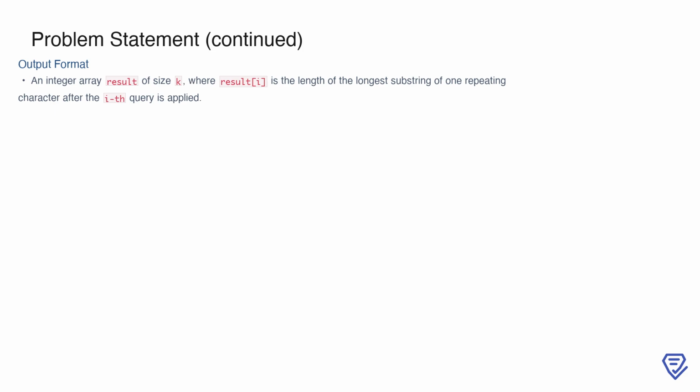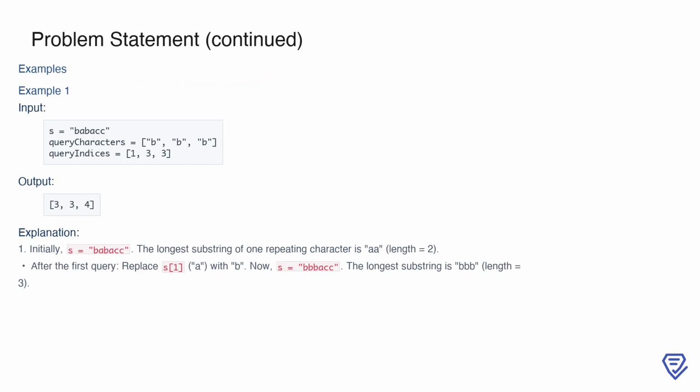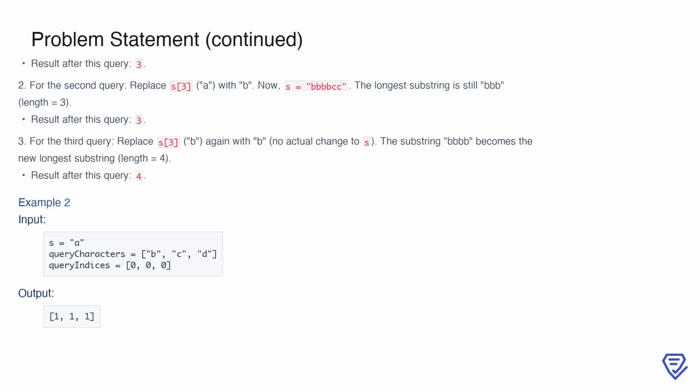To understand the problem better, let's look at the first example. Here, the input string s is babacc, and the query data consists of query characters equals b, b, b, and query indices equals 1, 3, 3. The output for this input is 3, 3, 4. Initially, the longest substring of repeating characters in s is cc, which has a length of 2. For the first query, we replace the character at index 1, which is a, with b. The updated string becomes bbbacc, and the longest repeating substring is now bbb, with a length of 3. After the first query, the result is 3.